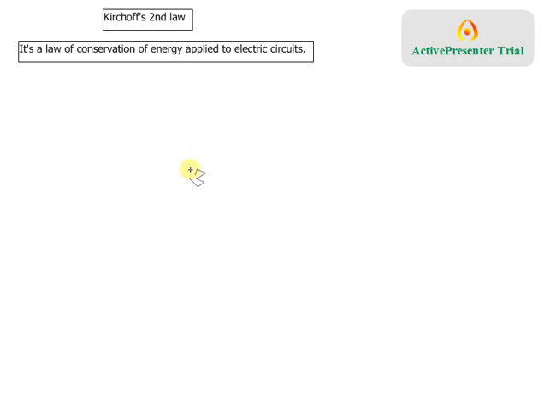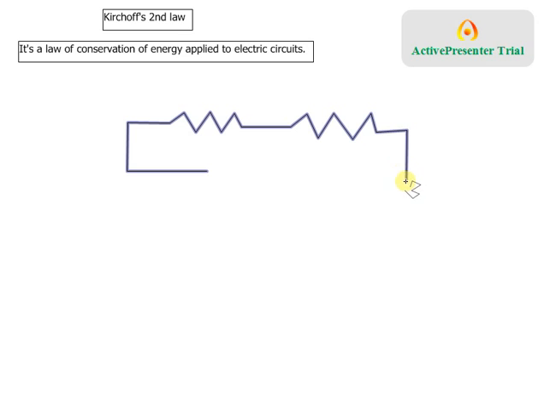We'll start with a resistor. We'll have two resistors. Then we have a cell. Then we close the circuit. Don't worry about the key. That's not important for our discussion.